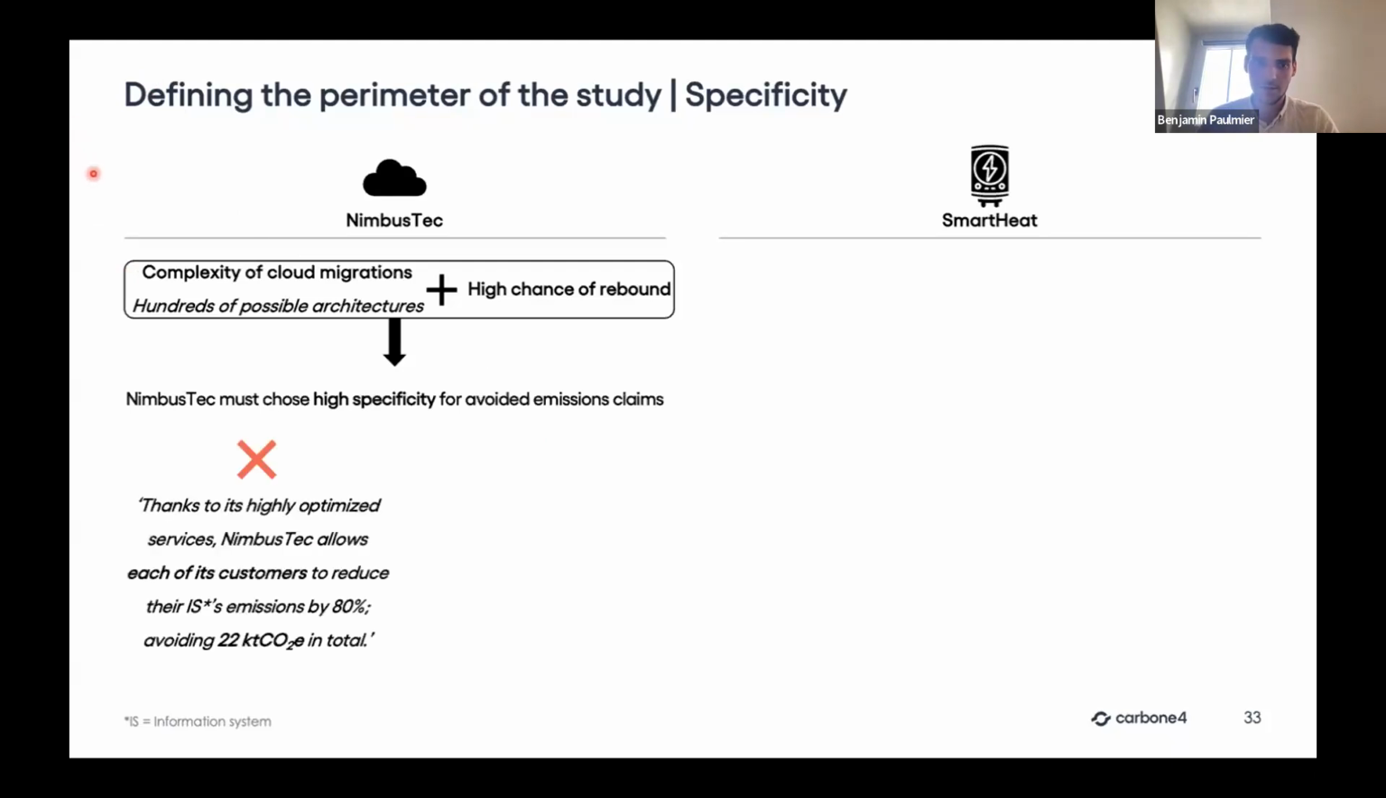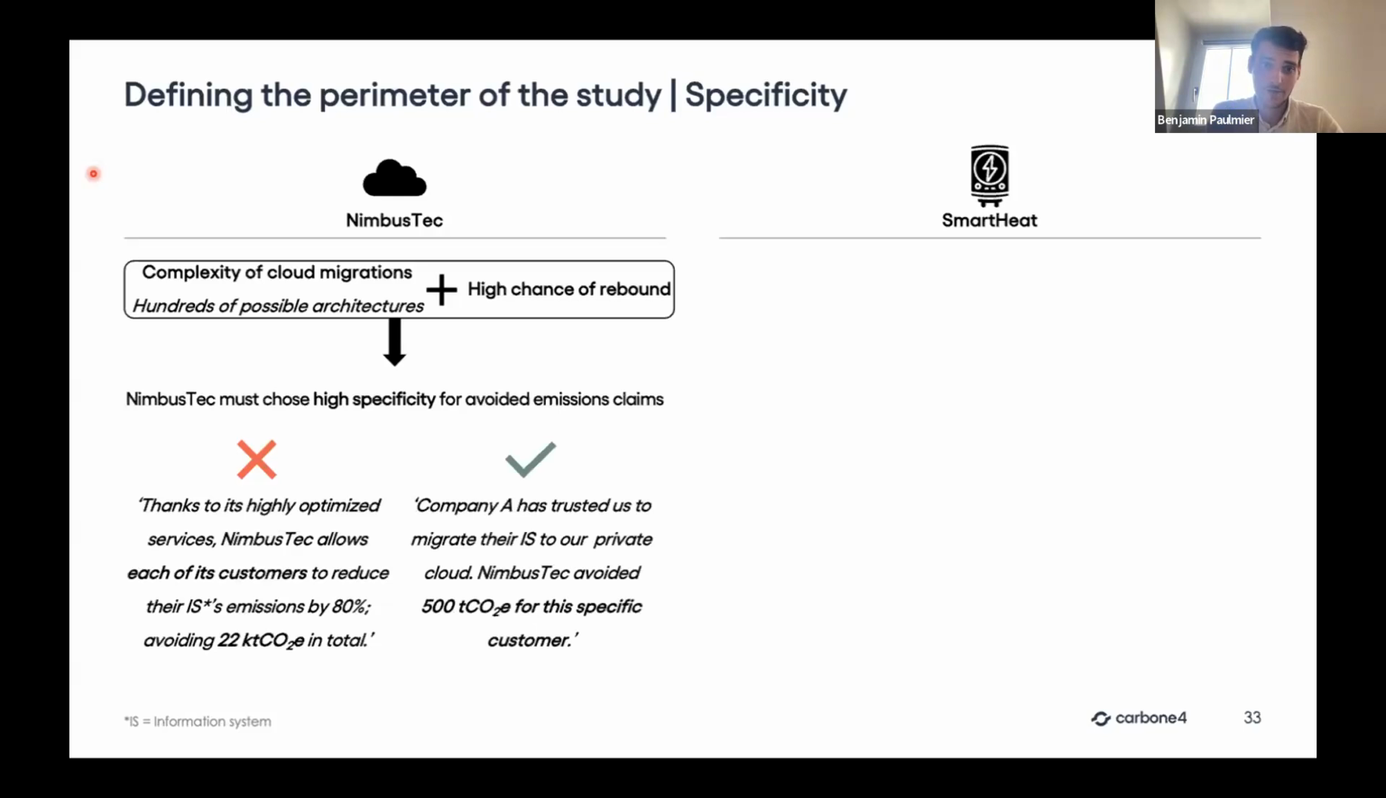So as was just mentioned, we're going to look at one specific customer A today. So they can't communicate saying, thanks to our highly optimized services, we allow each of our customers to reduce their information systems emissions by 80%, and we avoided 22 kilotons of CO2 in total. Instead, we're going to have some specific user cases and communicate on them. For example, company A has trusted us to migrate their information to our private cloud, or public cloud in our example.